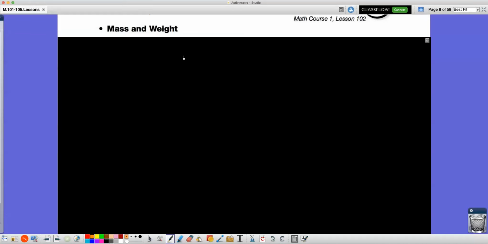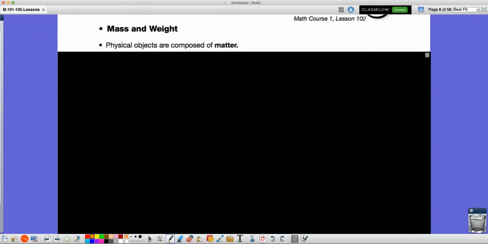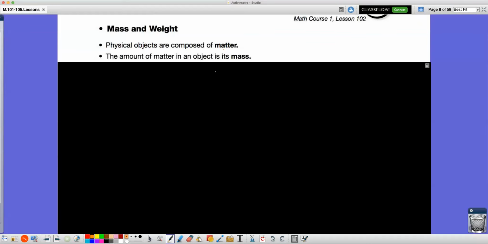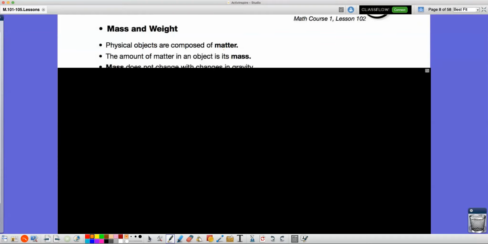So today we're looking at Saxon Math Course 1, Lesson 102. This is called Mass and Weight. In this lesson, we're going to look at physical objects that are composed of matter. That's one of the definitions here. The amount of matter in an object is its mass. Doesn't necessarily mean how much weight it has.